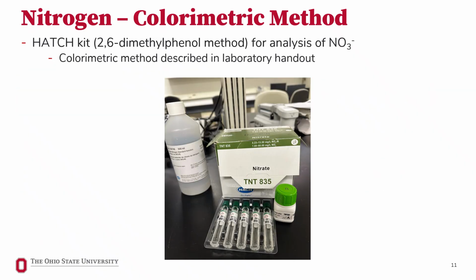Next, I want to talk about the 2,6-dimethylphenol method, which is the colorimetric method that is described in your laboratory handout and is the method that we will be using in the lab period. This colorimetric method is less commonly used because it cannot currently be automated with an autoanalyzer. This method is also more expensive than the other method because you're purchasing pre-made reagents in the kit rather than taking the time to make reagents yourself. However, some benefits of using this method are that it is less toxic, safer to use, and faster than the other colorimetric method.